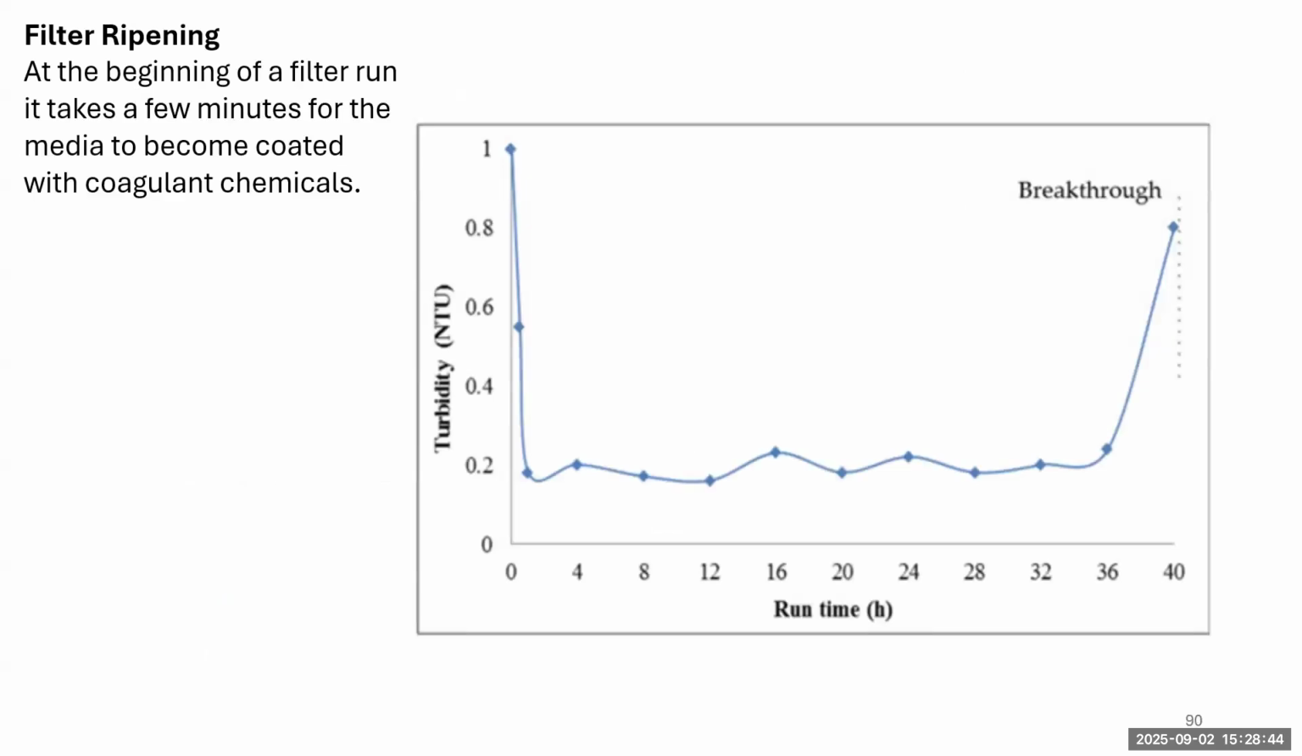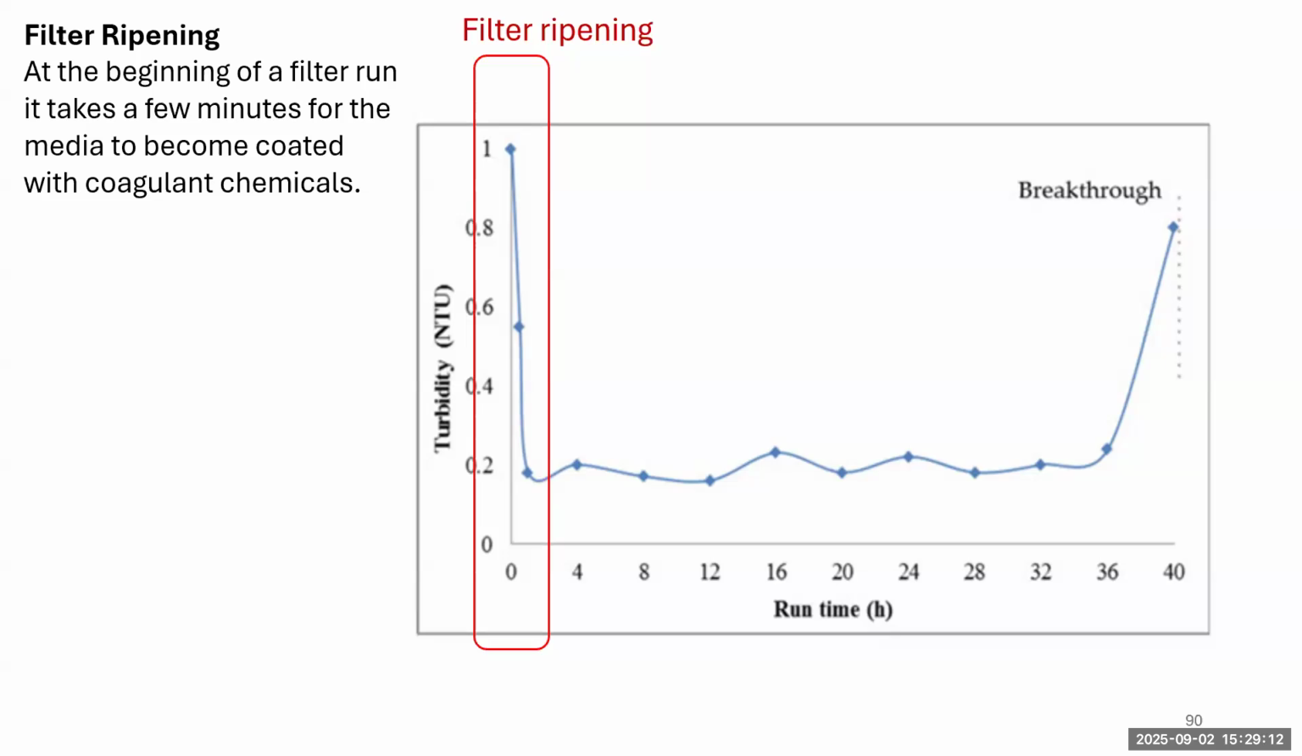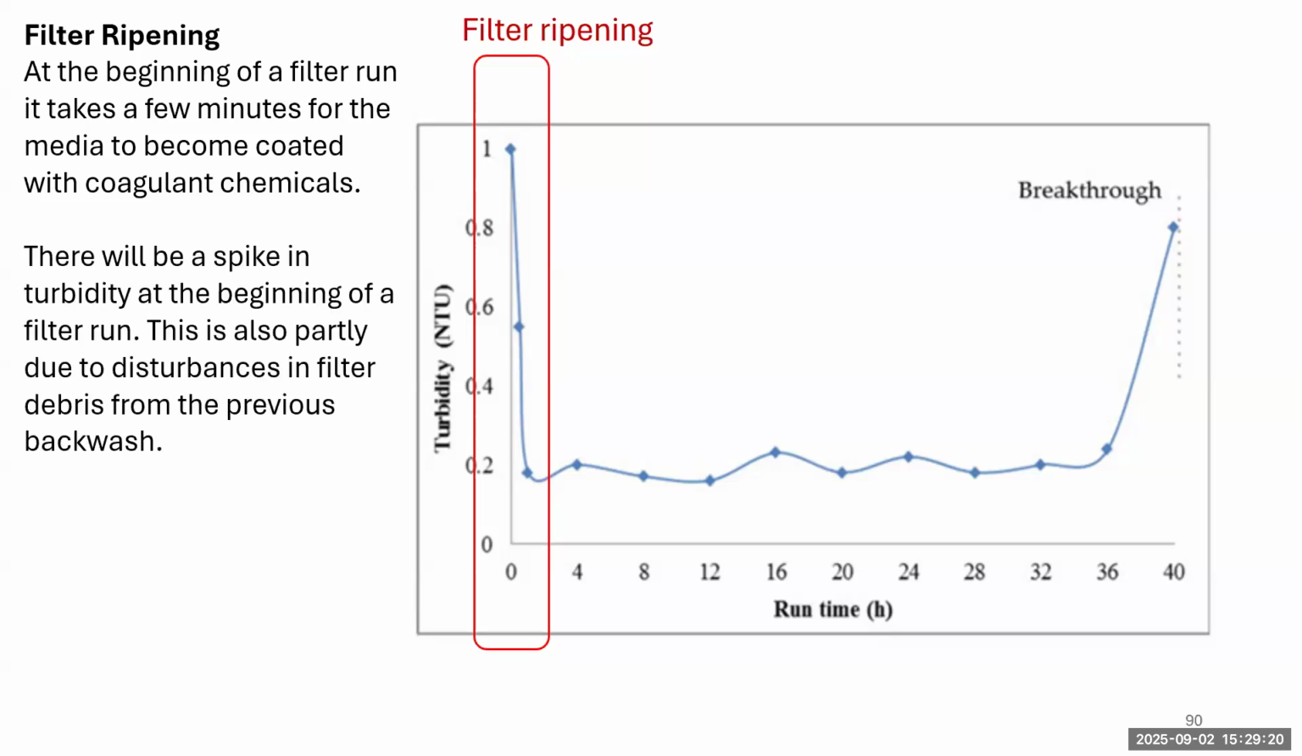When you first start a filter, it has a ripening period. You see this spike in turbidity when the filter first starts. There's a little spike in turbidity, and the filter has to run a little while so that it can become coated with coagulant chemicals. It's just gotten done with the backwash. There might be a little bit of remaining debris from the backwash as well that contributes to that turbidity, but also it's not going to function well until those grains get coated, and that's what filter ripening is. There's a period that the coagulant chemicals coat the media.